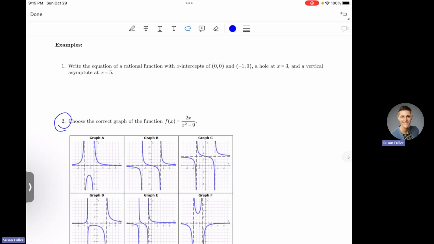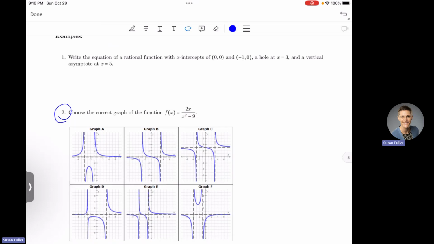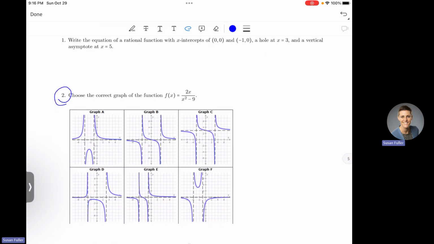So we need to choose the correct graph of the function f(x) = 2x / (x² − 9). And we've got a lineup of graphs. If we were graphing this by hand, we are going to identify our horizontal asymptotes, our vertical asymptotes, our x-intercepts, and what am I missing? Horizontals and holes. That's the other thing. There we go. So we're going to start where we always start with rationals, and we're going to factor everything.